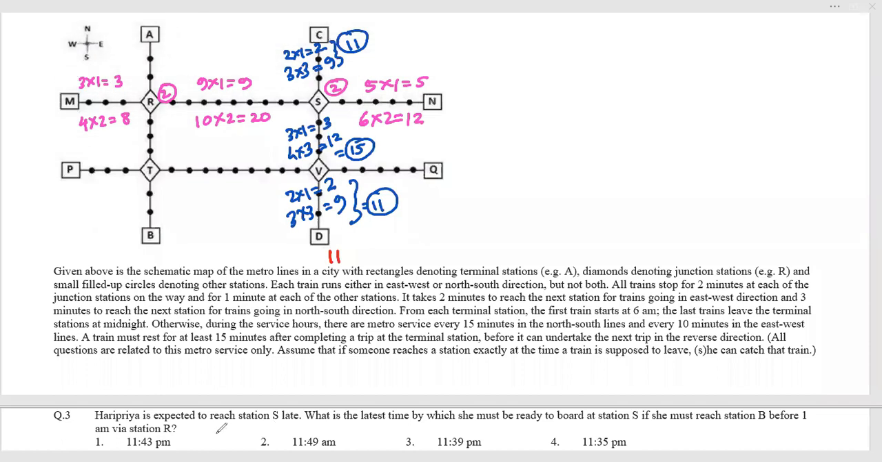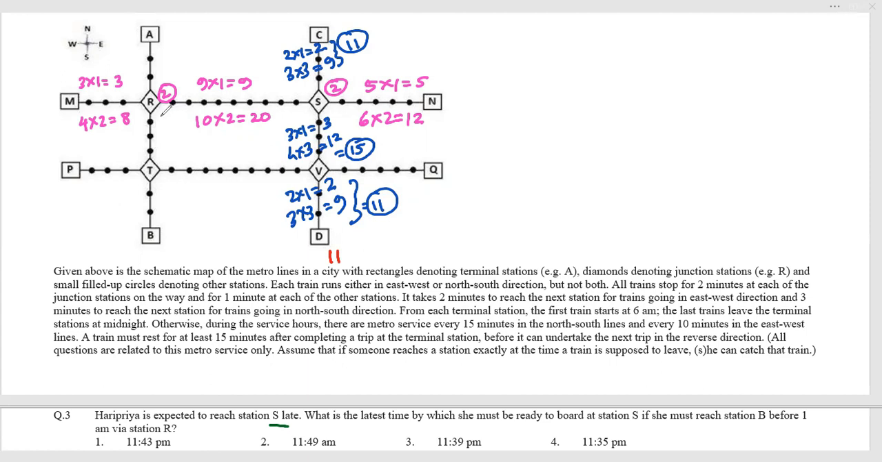Now we'll go for question number 3, where it has given that Haripriya is expected to reach station S late. What is the latest time by which she must be ready to board at station S if she must reach station B before 1 a.m. via R? So via R, B. That means Haripriya needs to leave station R latest by what time?